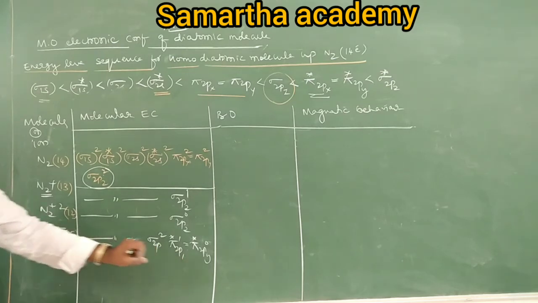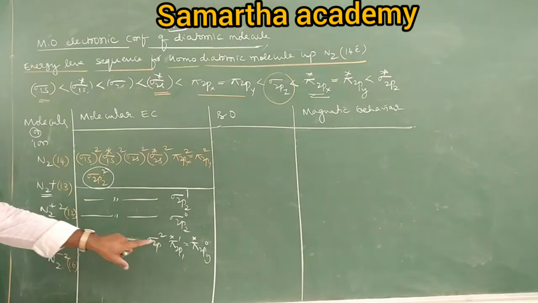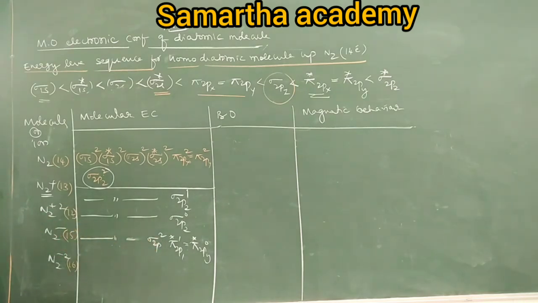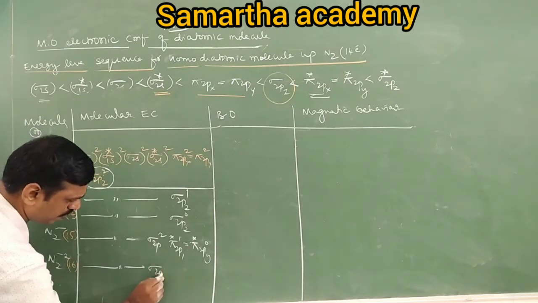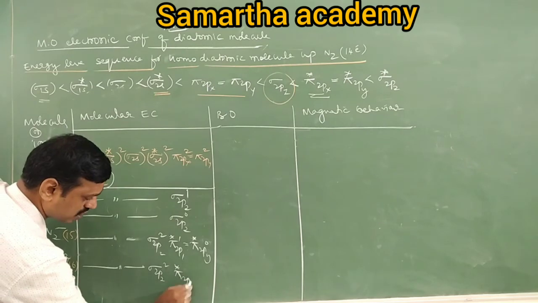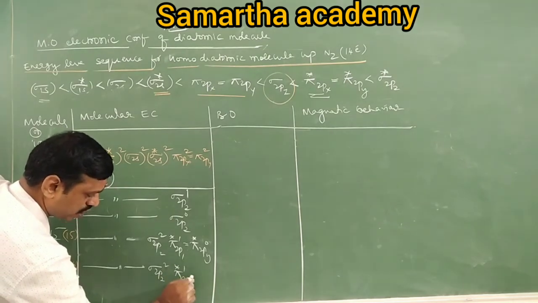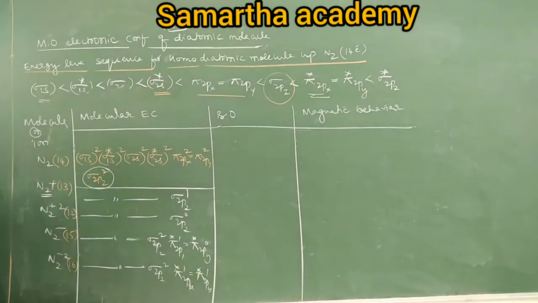Okay, now tell me, when you add an electron to anti-bonding, is N2 minus stable or unstable? Anti-bonding electrons always destabilize the molecule. Here everything is the same: sigma 2pz is 2, then pi star 2px is 1, then pi star 2py is 1. So 2 electrons enter into the anti-bonding molecular orbitals here, right?